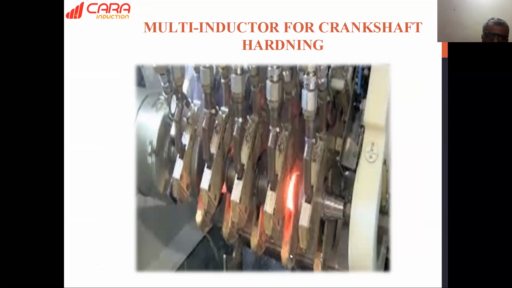These are the multi-head induction hardening machines. This is a crankshaft induction hardening, and for that, three power sources are used at a time, and three hardenings are going on. This type of inductor, this is the photograph for that. Next, sir.